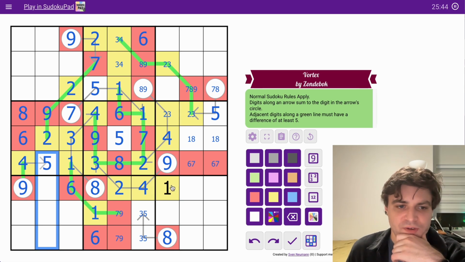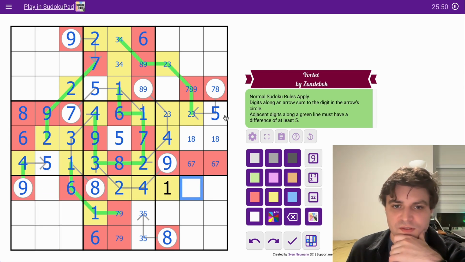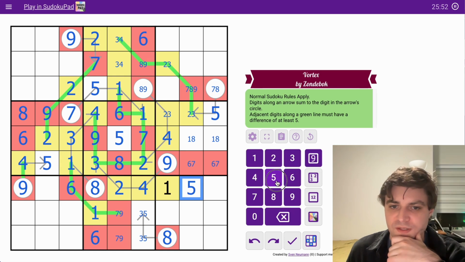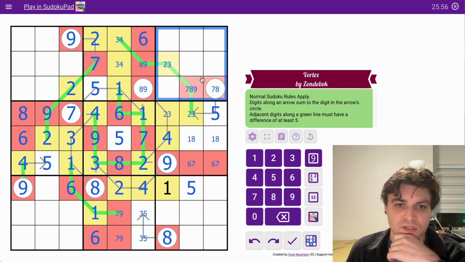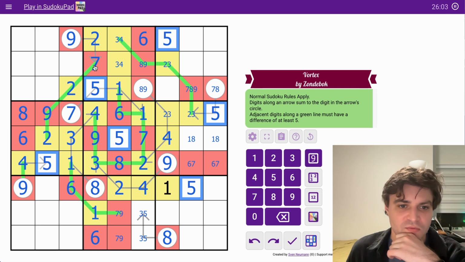I guess we need a 5 in this row. That 5 can't go here because of this 5. It needs to go in one of these two. Can't go here because of this 5. It needs to go here. You must be a 5. And now in this region we need a 5. It can't go here or here. This must be a 5. And now we're really running out of 5s to fill in.